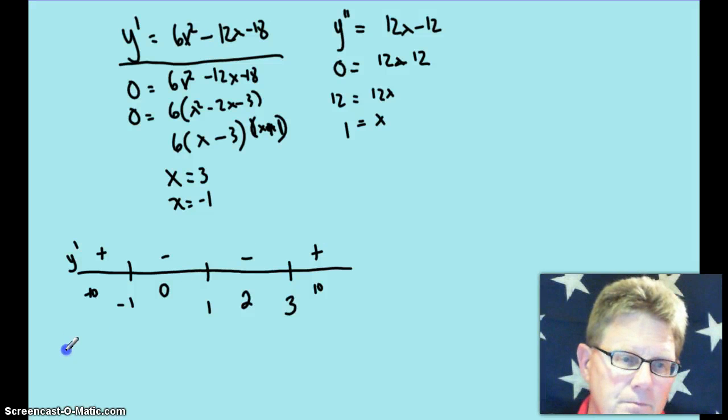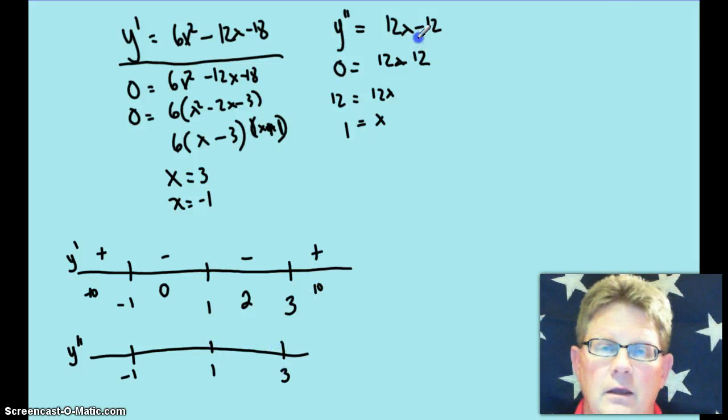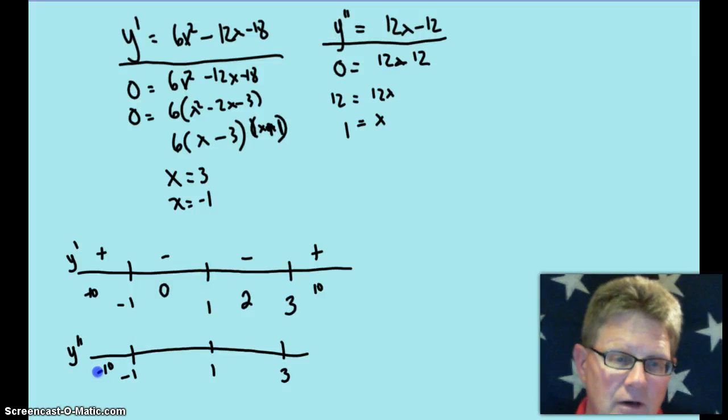And now y double prime, those same numbers again. Okay, let's see what happens now. Put in a negative 10 there. Negative 120 minus what? That's negative. Put in 0. It's negative. Put in 2. 24 minus 12. That's positive 12. And then put in 10. 120 minus 12. That's definitely positive.